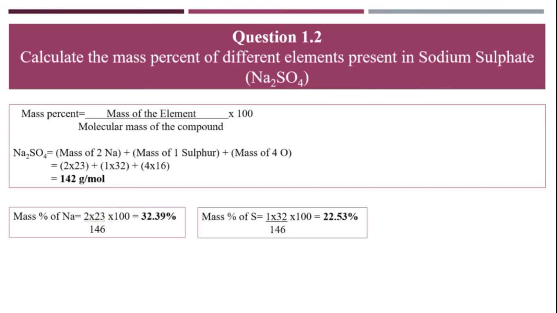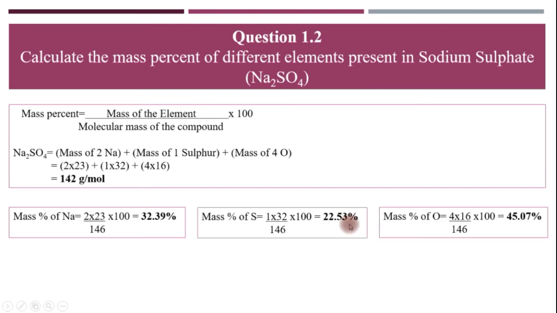Similarly, when you look at mass percent of sulfur, we have only 1 atom of sulfur into 32 divided by 146 into 100. 146 is the molar mass, 32 is the atomic mass of sulfur. When we calculate, the mass percent of sulfur is 22.53.